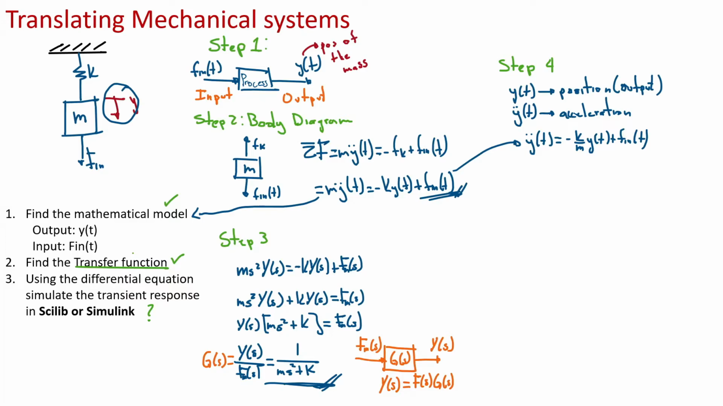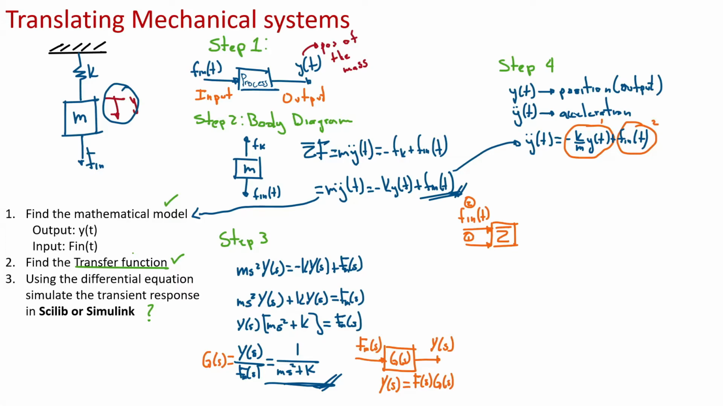If you look at the equation of the second derivative, this equation is composed by the sum of two elements. So we are going to draw a sum symbol with two inputs. The input number 2 is the input force, so we draw it, and the input number 1 is the result of multiplying minus k over m times y of t.